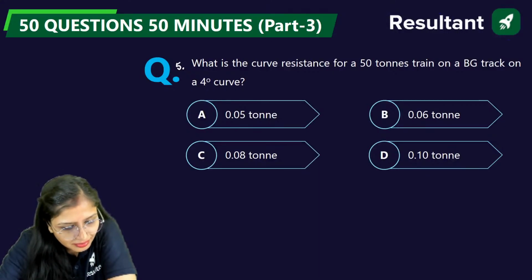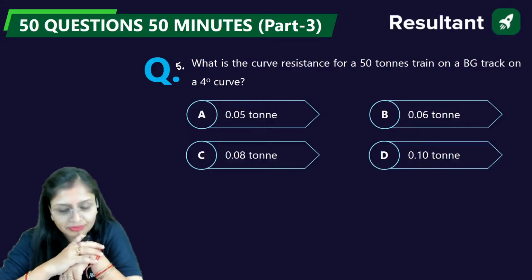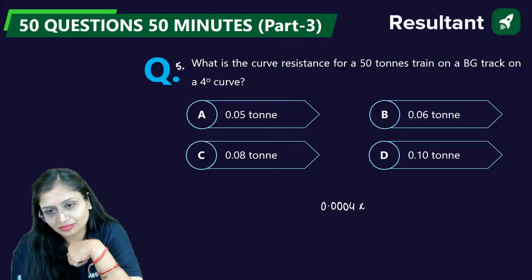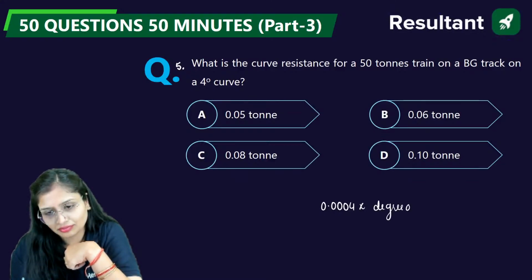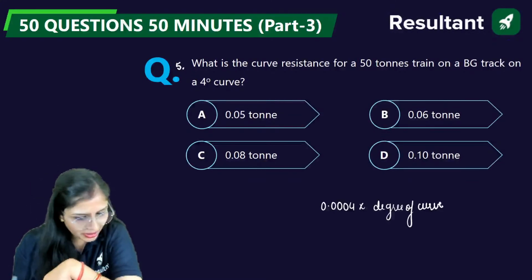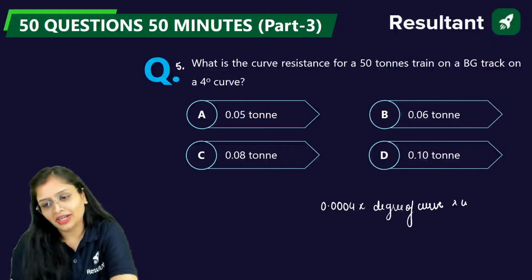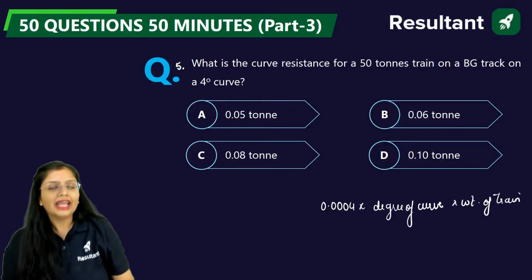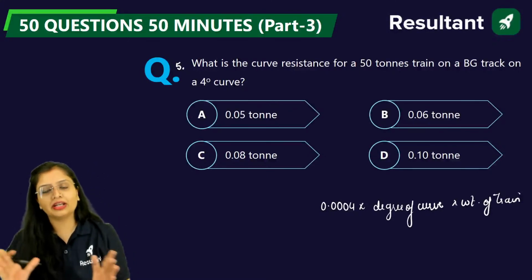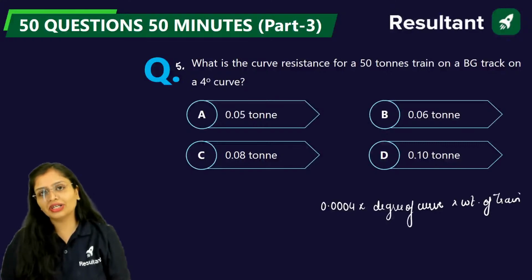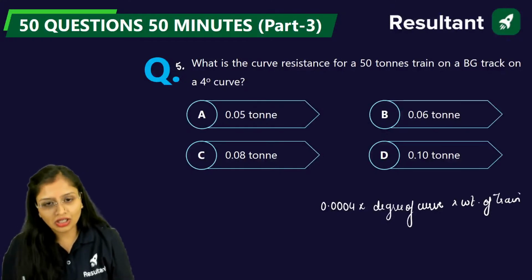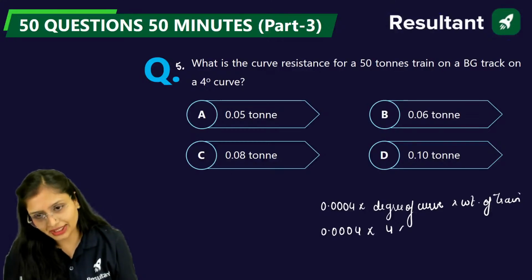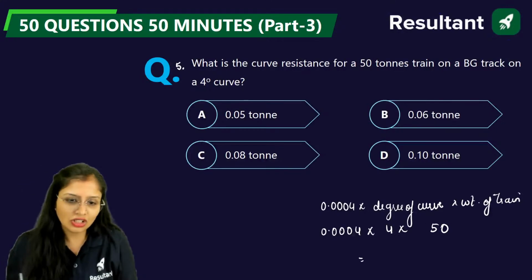Come on, guys. No comments till now. Quick. Any comments? Nobody has solved it. Okay. Into weight of train. This is for the case of broad gauge track. In case of meter gauge, it will be 0.0003. In case of narrow gauge, it will be 0.0002. Now come on. 0.0004. Degree of curve is 4 degree and weight of train is 50 tons.